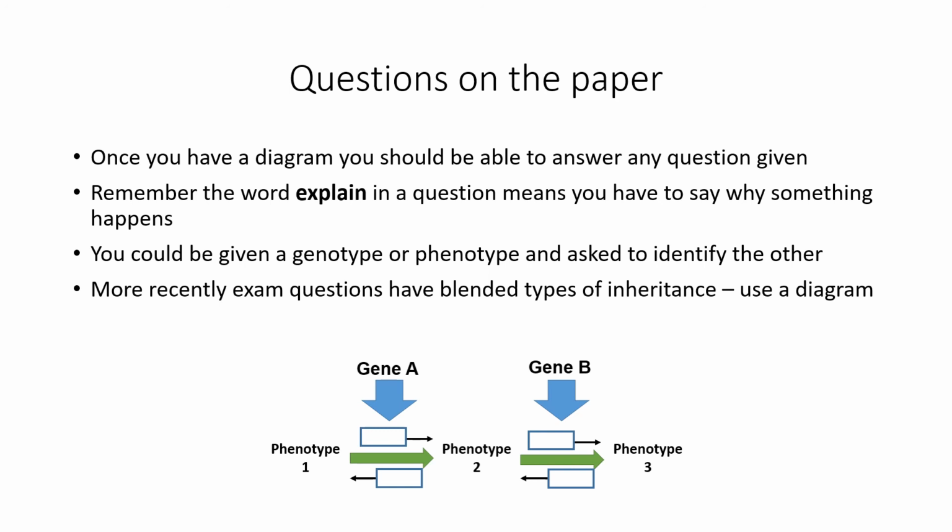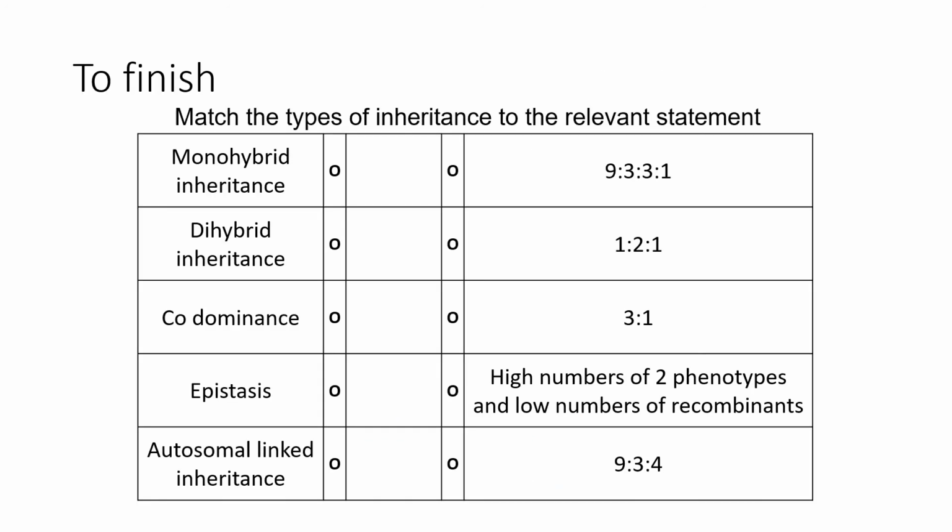Just make sure, folks, that you're careful, because more and more recently, they have been blending different types of inheritance together. So epistasis has been tied together with autosomal linkage, and epistasis has also been tied in with sex linkage. So just watch out, they can blend different types of inheritance into the same question. Use the diagram, set your structure right, and you're very, very unlikely to lose the marks.